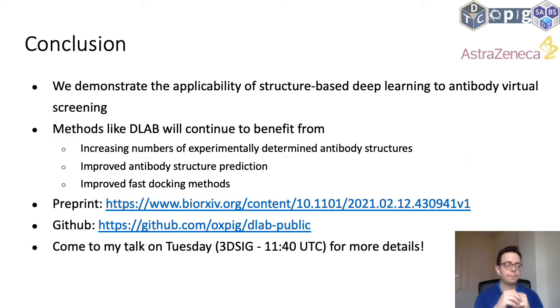We therefore believe that we've demonstrated that structure-based deep learning tools are very applicable to antibody virtual screening, and in the future, such methods like DLAB will continue to improve as more structures of antibody-antigen complexes are generated, as well as structure prediction of antibodies and fast docking methods are continuously improved.